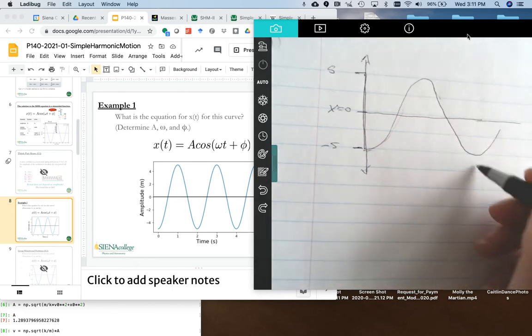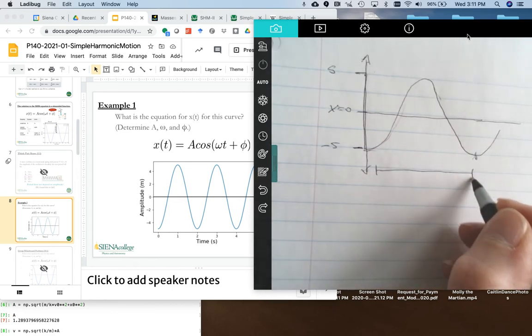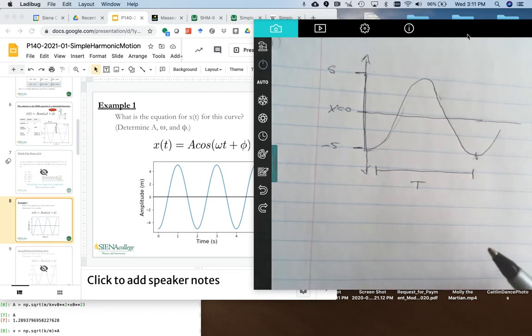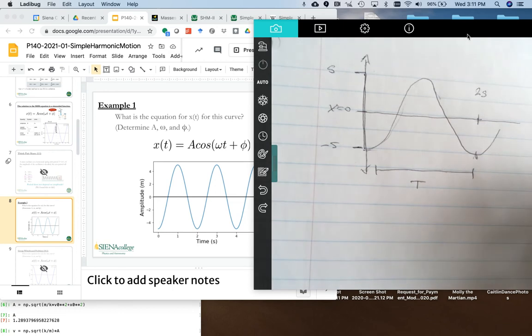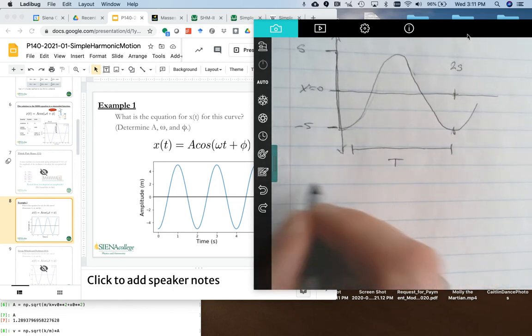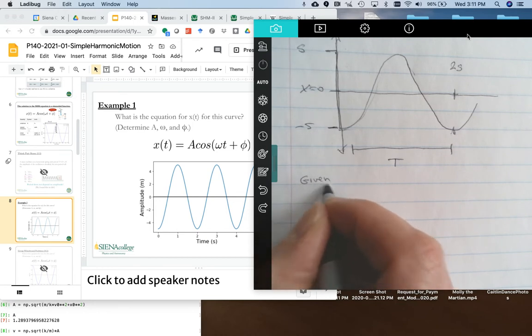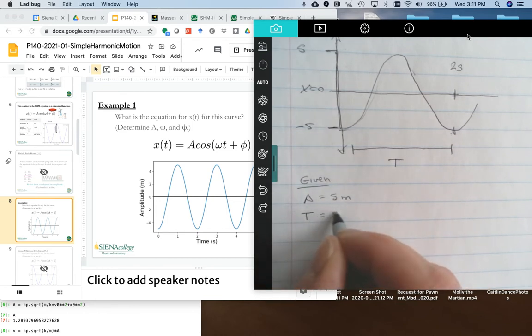So it starts at the minimum. When does it get back to the minimum again? Because that's going to be one period, the period T. And from the graph, it looks like that happens at 2 seconds. Okay, so things that we know then that were given from the graph, we know that our amplitude is 5 meters. We know the period is 2 seconds.